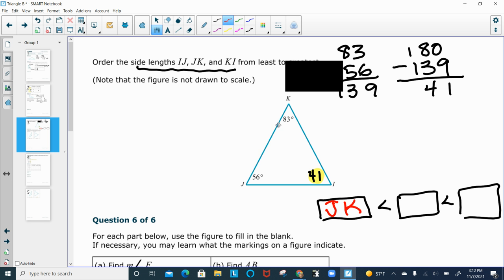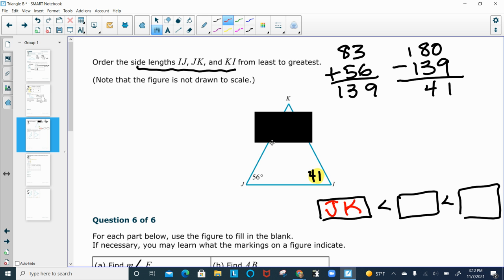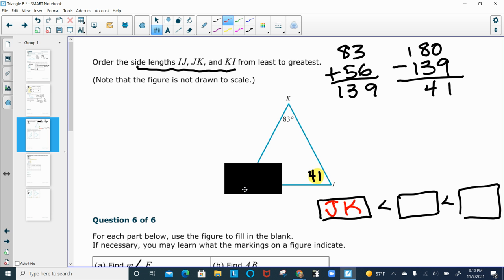So then I'm going to cover up the medium angle. And I only see K to I or I to K sticking out. Well, that's the medium angle, and what that's telling me is that the medium side is KI.